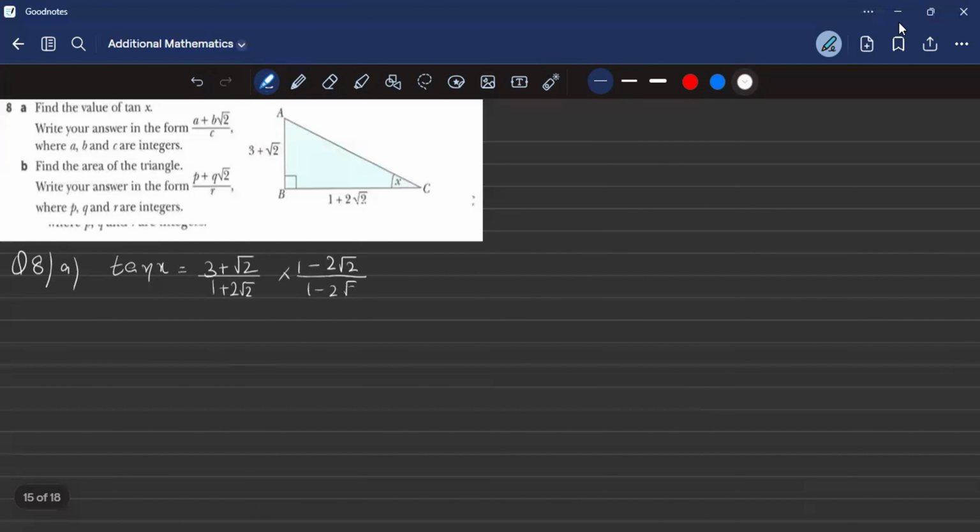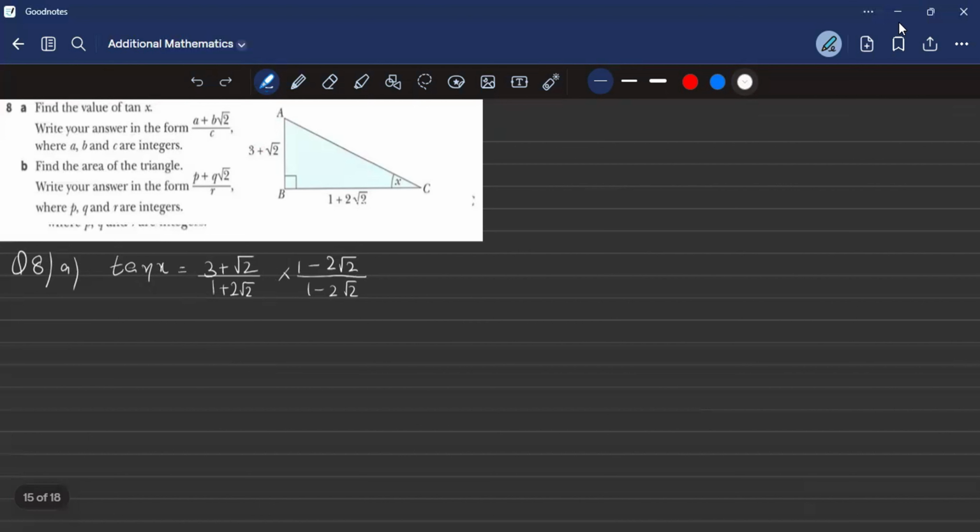I've seen many students make a mistake in this specific type of question. They just leave the answer as 3 plus 2 root 2 divided by 1 plus 2 root 2. That would be technically correct, but at the same time it won't be correct. You lose marks for this because you have not rationalized the denominator. So it's really important to rationalize the denominator whenever you get a surd inside. Do keep that in mind.